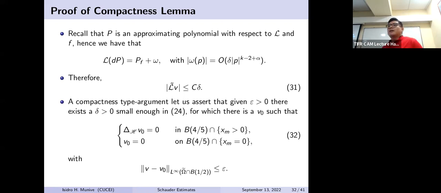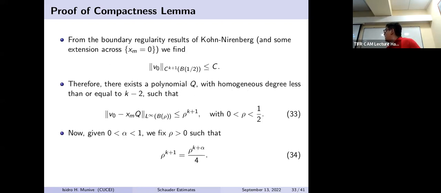So we have the results of Kohn and Nirenberg. That says that after some extension, just to preserve some regularity, we have this bound. So V is as regular as V1. With that, we construct a polynomial of degree less than or equal to k minus 2, like this. So V0 can be approximated like this.